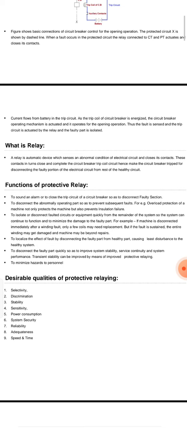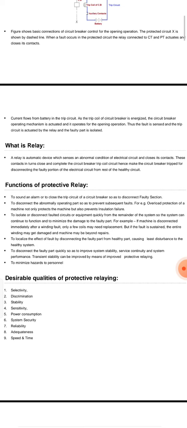The relay is an automatic device which senses the abnormal conditions in the circuit and closes its contacts to complete the circuit of the circuit breaker trip coil current, hence making the circuit breaker trip, disconnecting the faulty portion of the electrical circuit from the rest of the healthy circuits. Functioning of the protective relay is to sound an alarm and have the closest circuit breaker disconnect the faulty section. It not only protects the machine but also prevents damage by isolating and disconnecting faulted circuit equipment, and the remaining system can be continued immediately. After a winding fault, coils need replacement.